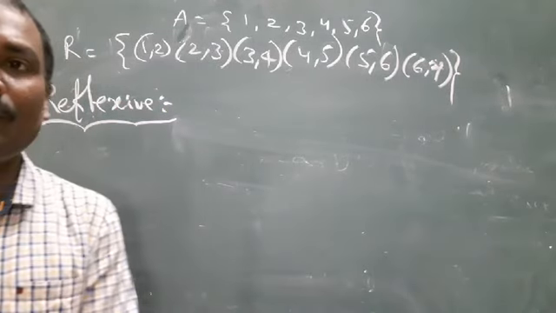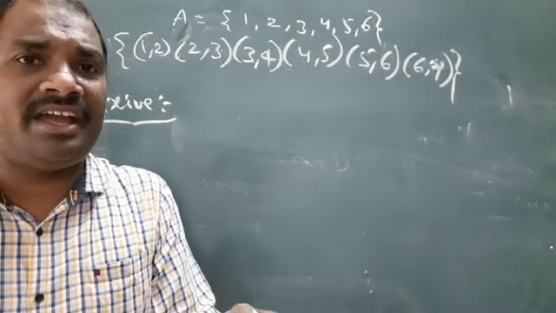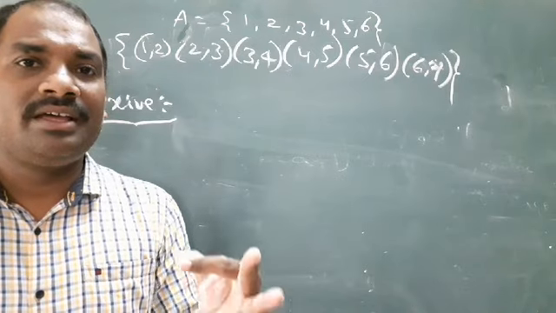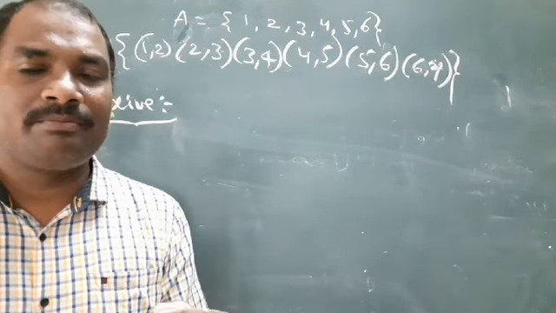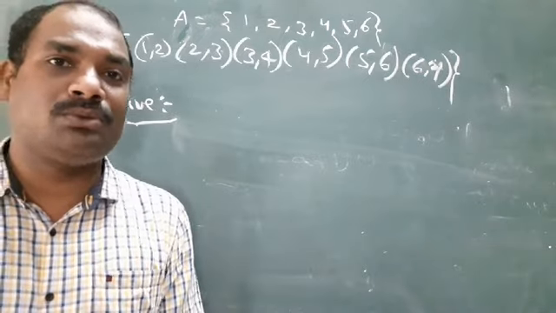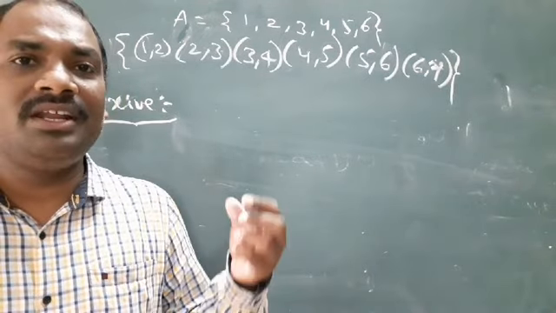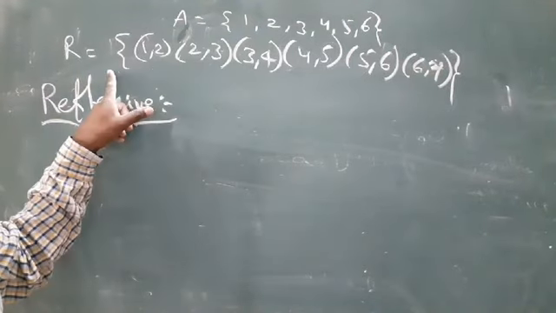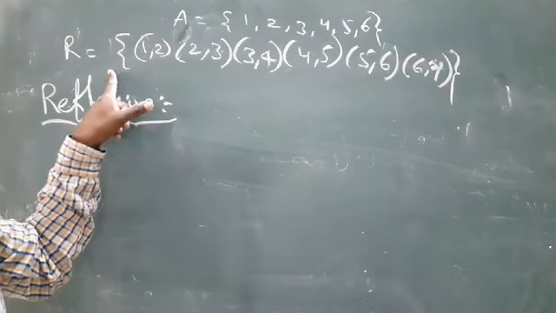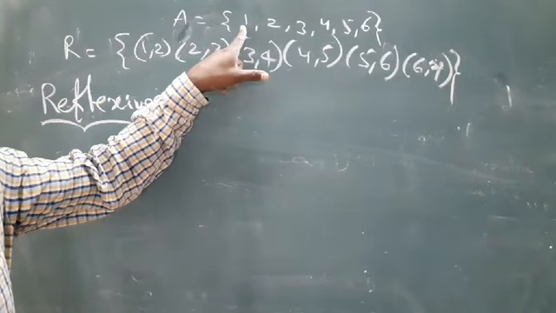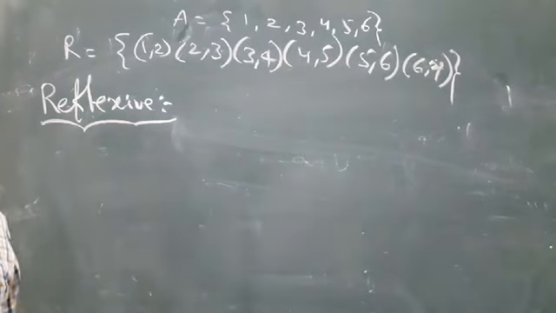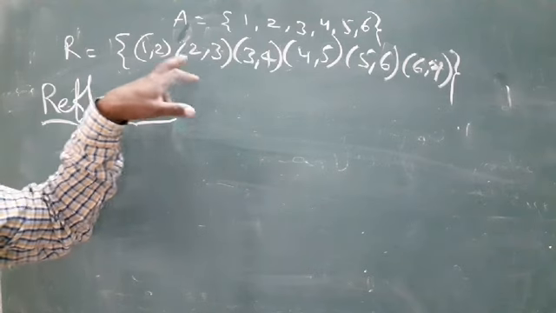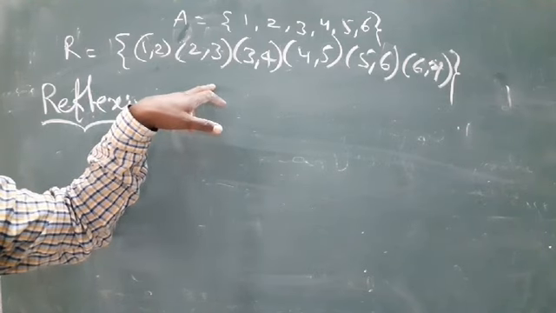What is the reflexive definition? For every element a in A, we have to prove that it is related to itself. For example, take 1, whose pair with itself is (1,1). Is (1,1) there in R? No. So R is not reflexive.